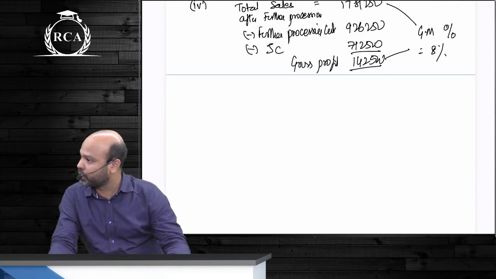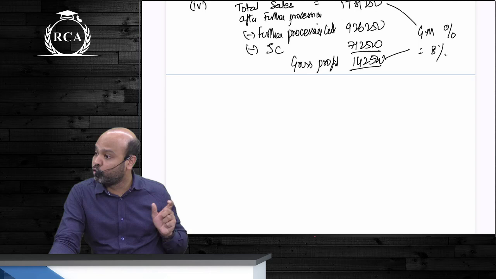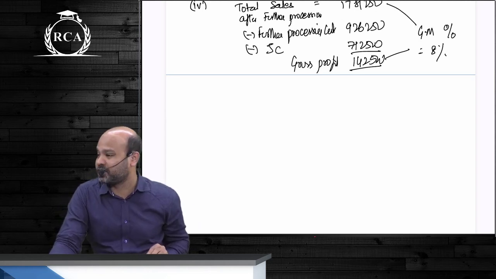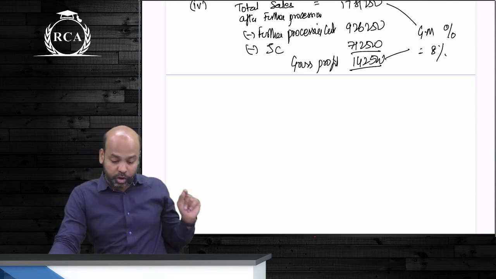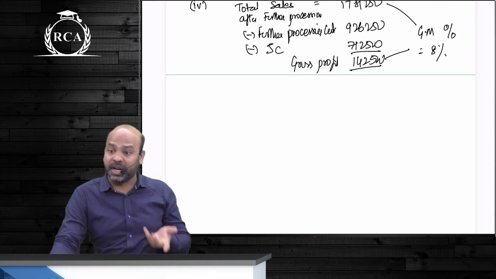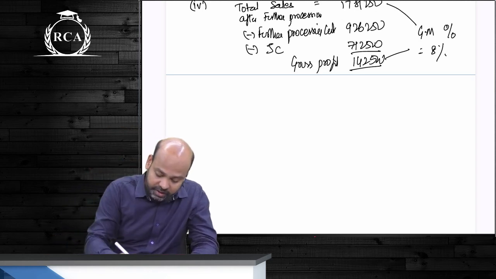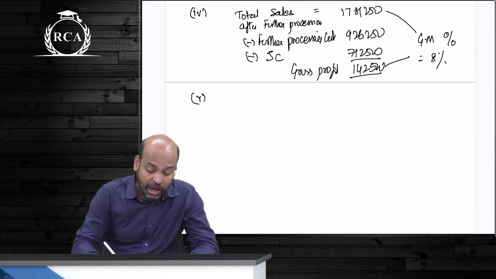Are you getting the point guys? Overall profitability of an organization cannot change just because you're changing joint cost allocation. So overall gross profit will remain at 142,500. I'm dividing that by the amount of sales to get my gross margin percentage. Once you get this guys, listen. How will you allocate joint cost?